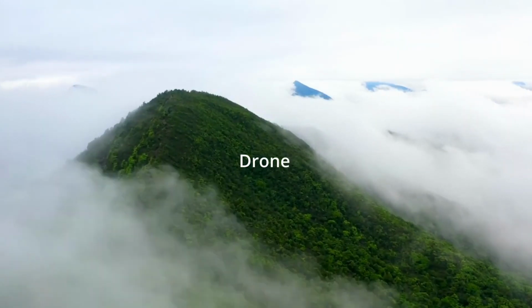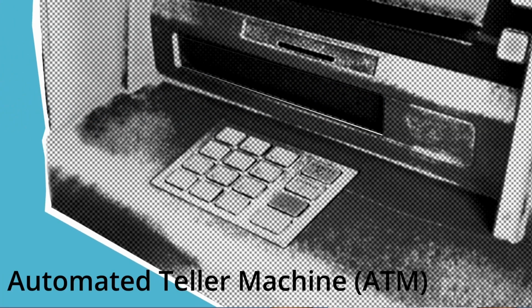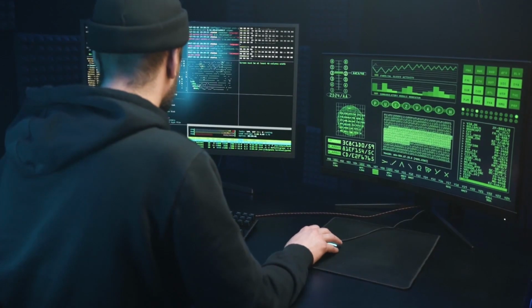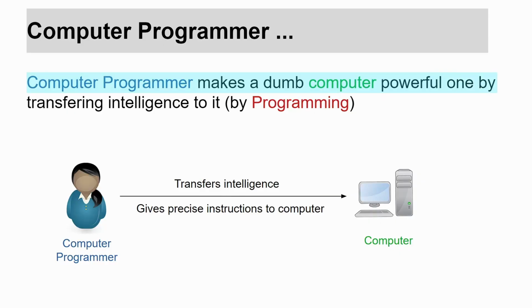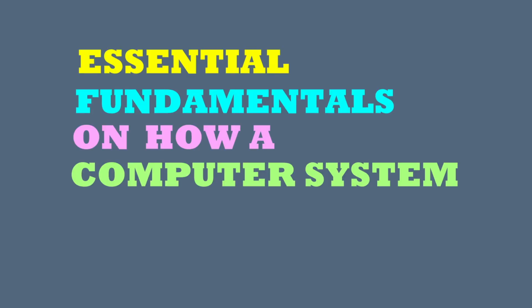In the previous section, we have seen some real-world applications of computers. We discussed what programming is and how it makes computers powerful. In this section, we shall learn some essential fundamentals on how a computer system really works.